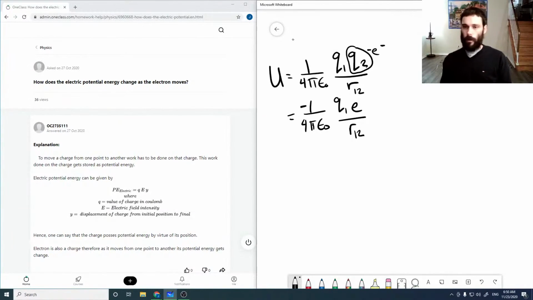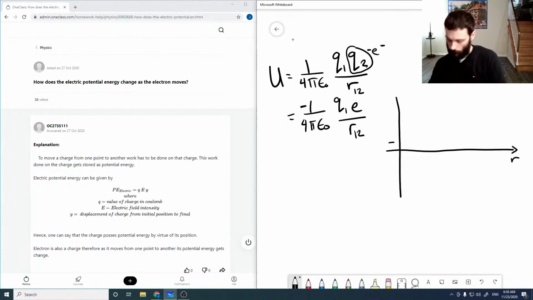So then if we plot this, where this is R and this is energy. Turns out they're writing sideways on this. And that's energy, where this is positive energy and that's negative energy.